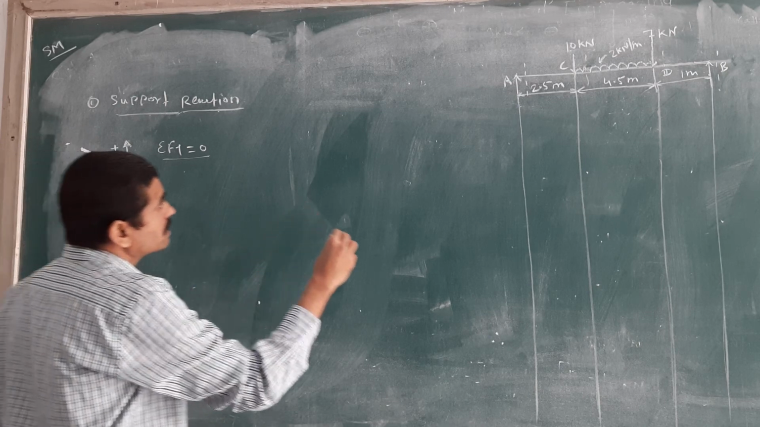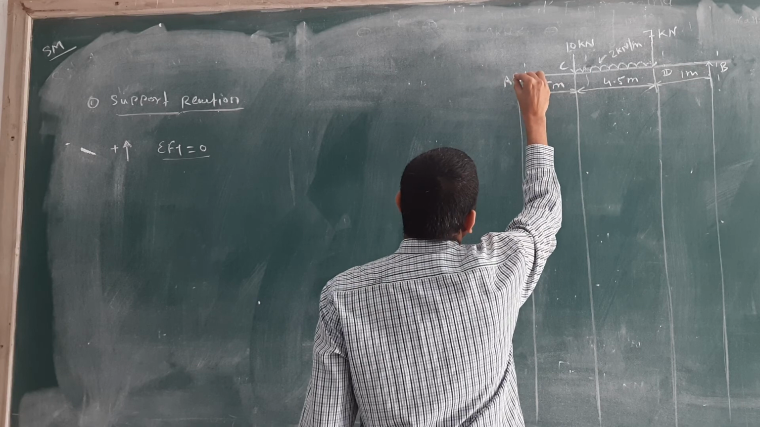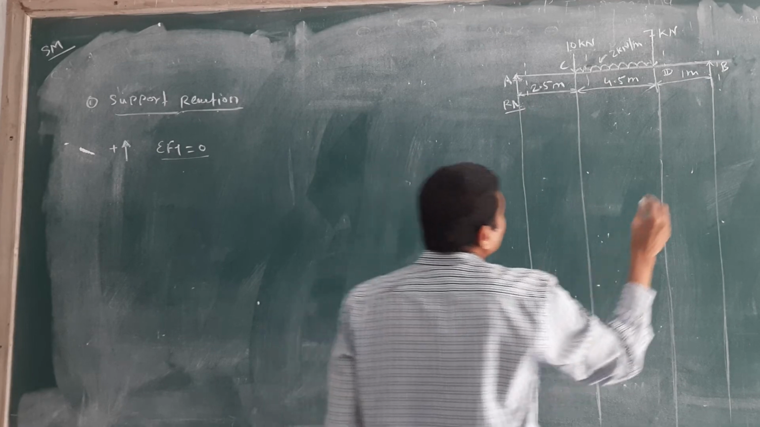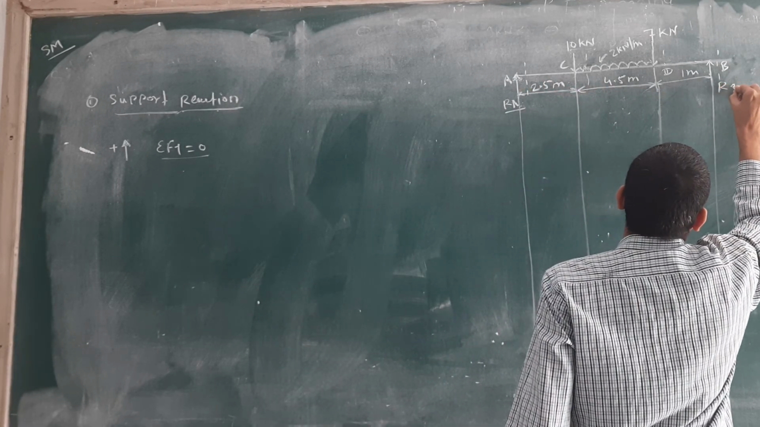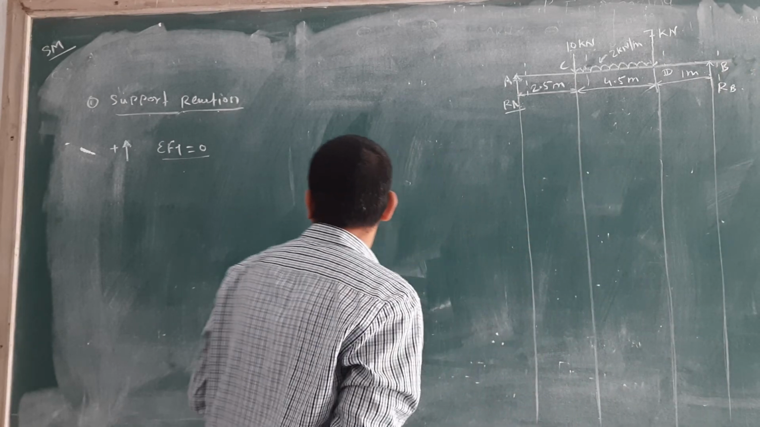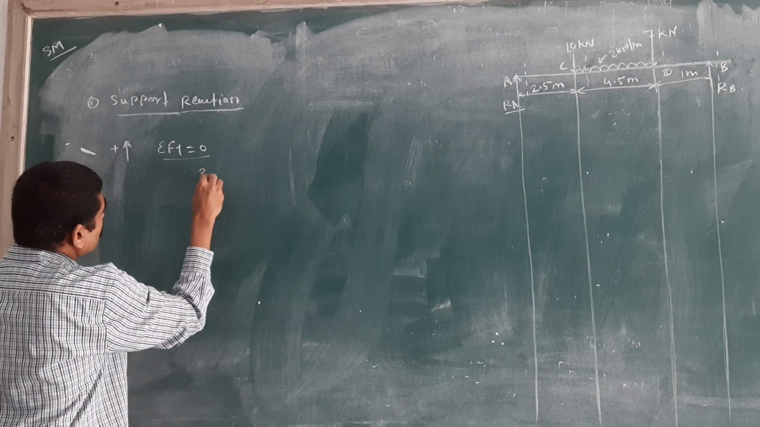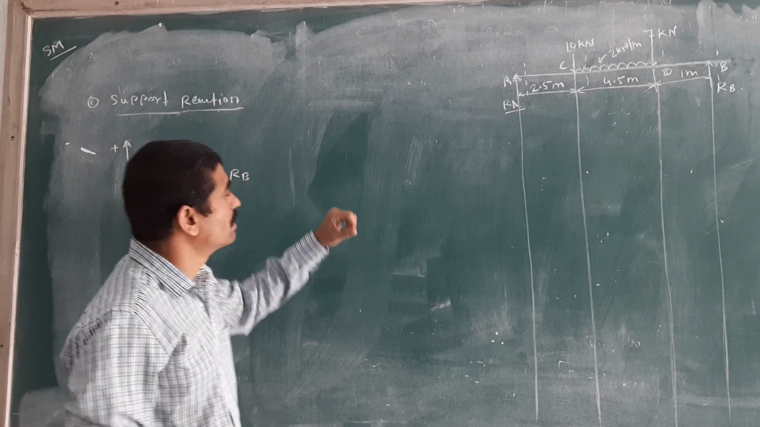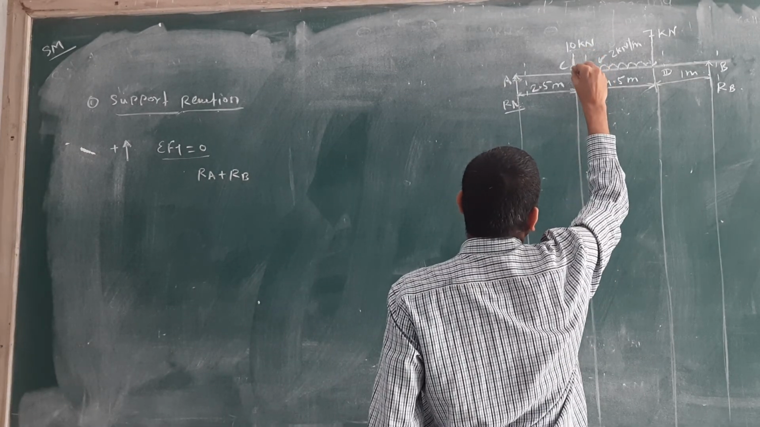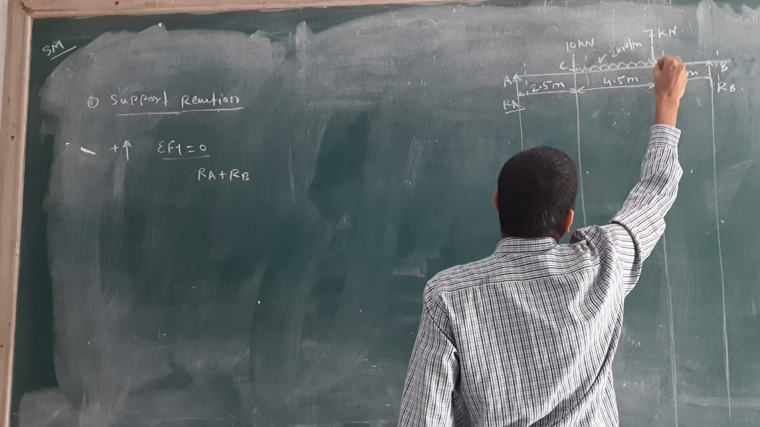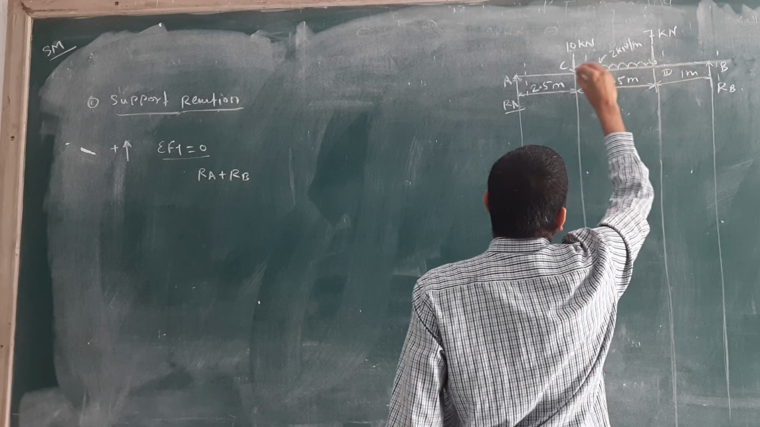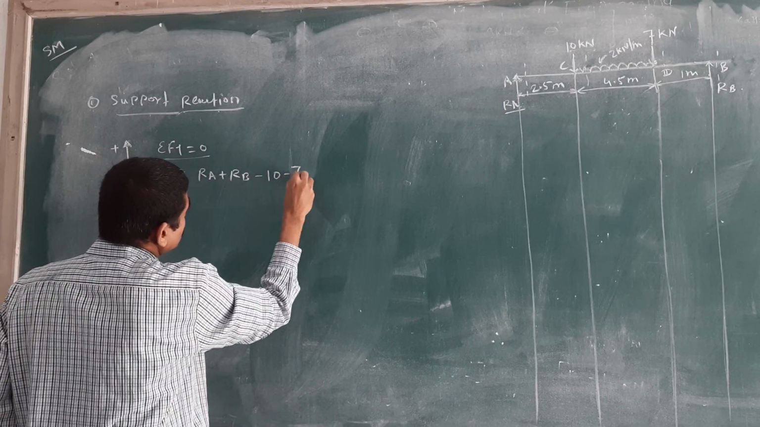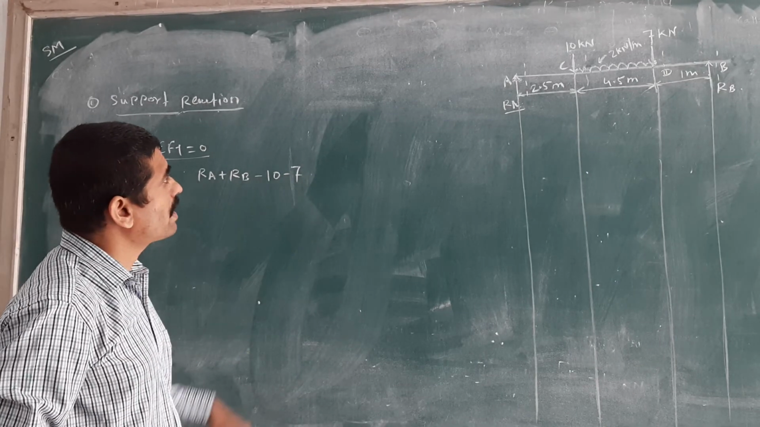Then see the upward direction forces. Supports are there at A and B. We will consider RA as the reaction at support A and RB as the reaction at support B. First is RA plus RB because of upward direction. Then check whether any force acts in the downward direction. There are two forces at points C and D, 10 kilonewton and 7 kilonewton, so minus 10, minus 7.